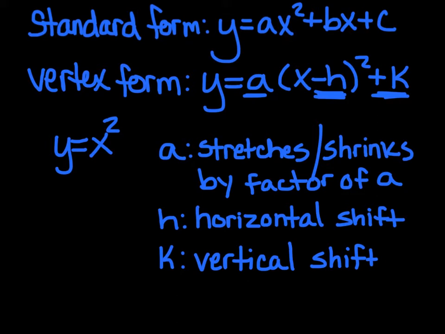So if you think about it, when I stretch or shrink this graph, the vertex doesn't go anywhere. But then when I move a parabola over h and up k or down k, my vertex ends up moving from 0, 0 to h, k. So that's why we call this vertex form, because the vertex is clearly evident in the equation.